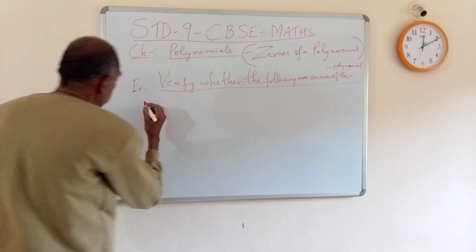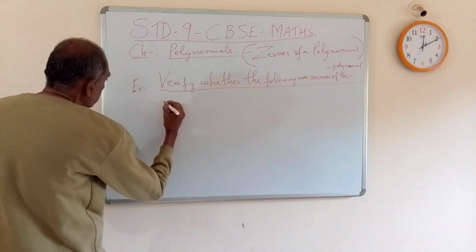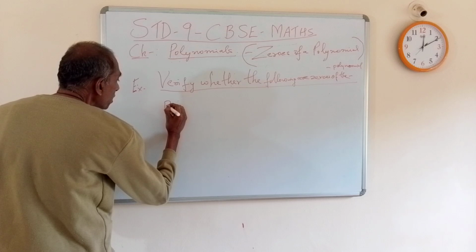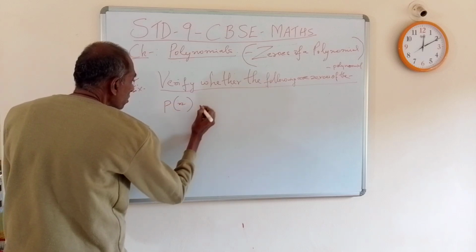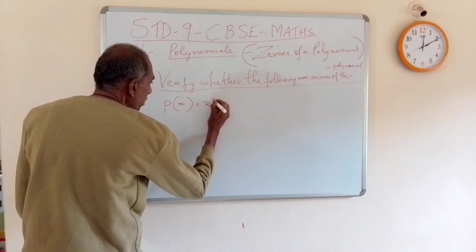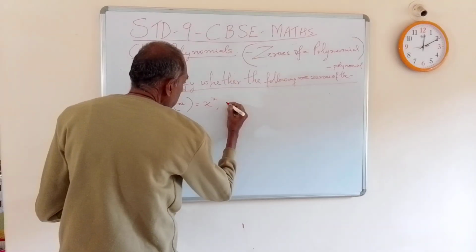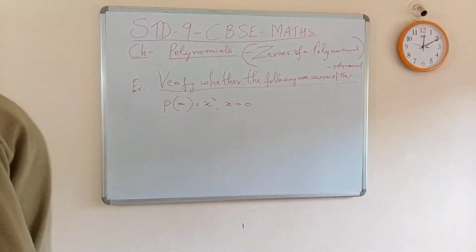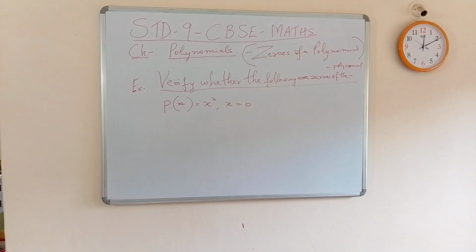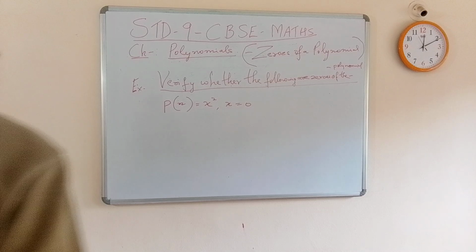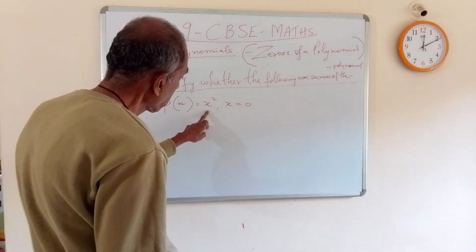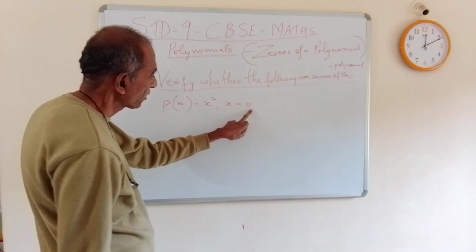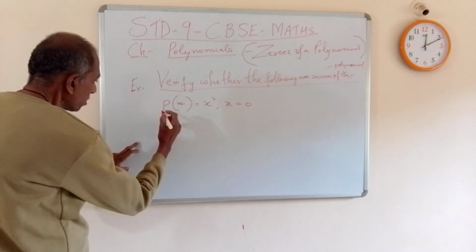So here the question is: p(x) is equal to x square and x is equal to 0. So here p(x) is equal to x square and the value of x is equal to 0. So we'll see.